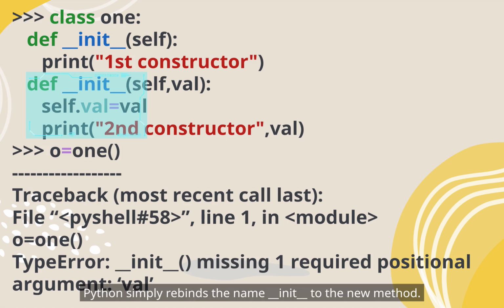Python simply rebinds the name __init__ to the new method. The first declaration of this method is inaccessible now.